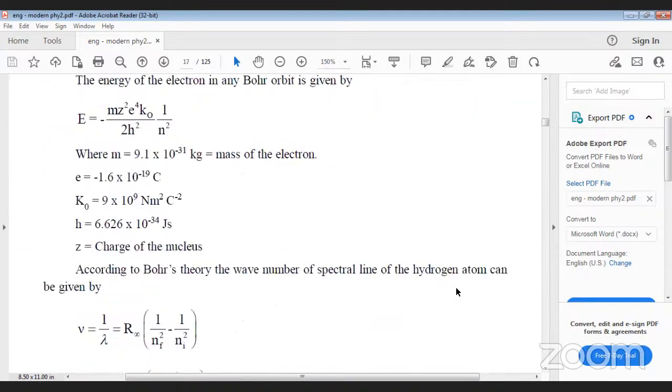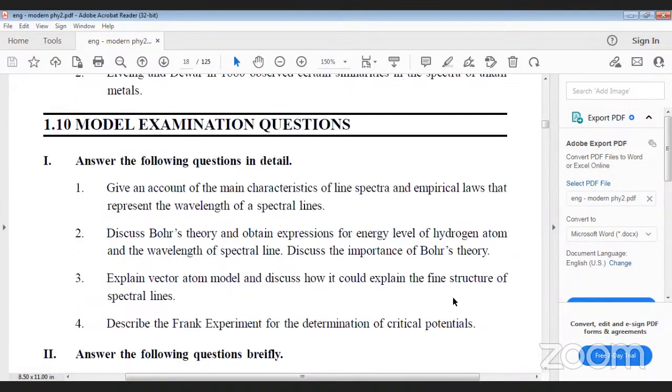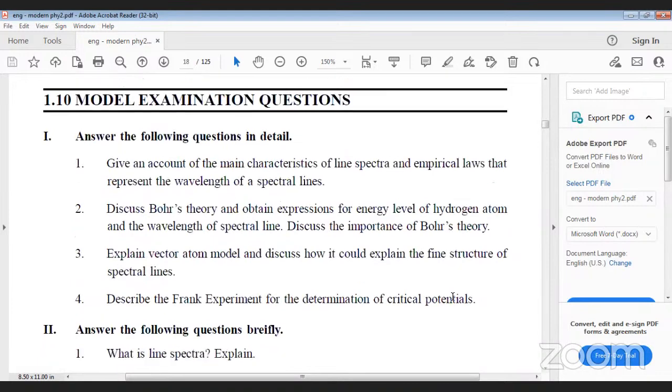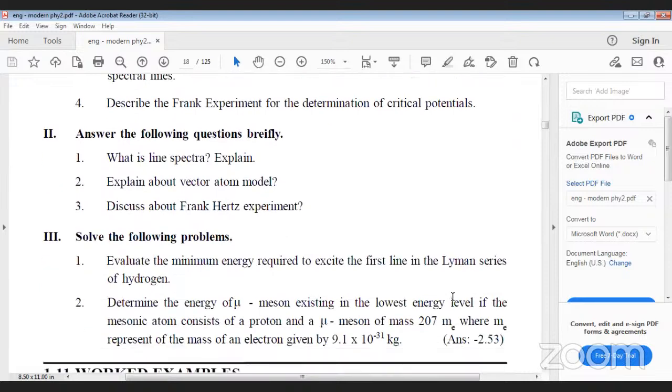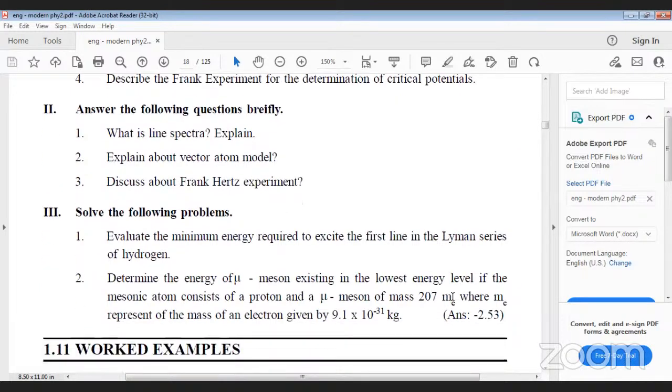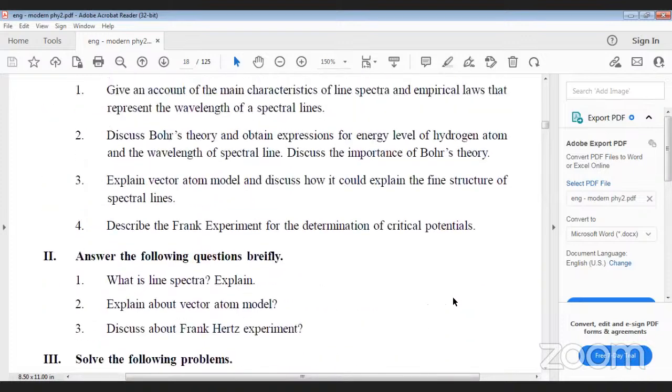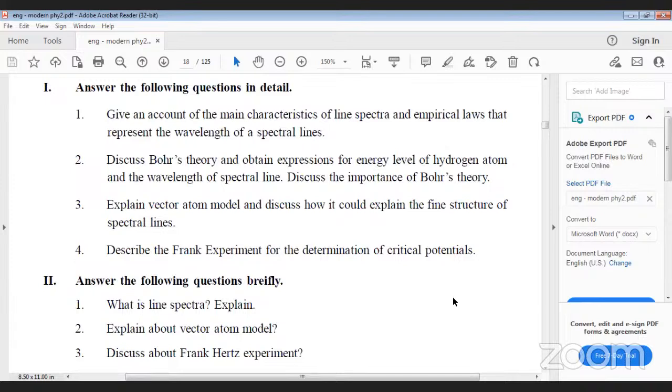In this first block, these are the model questions that will be given to you: Bohr's theory, the vector atomic model, and finally the Frank-Hertz experiment. These are short questions. What is line spectra? Briefly explain the vector atomic model, and discuss what is the use of the Frank-Hertz experiment and how it is calculated.